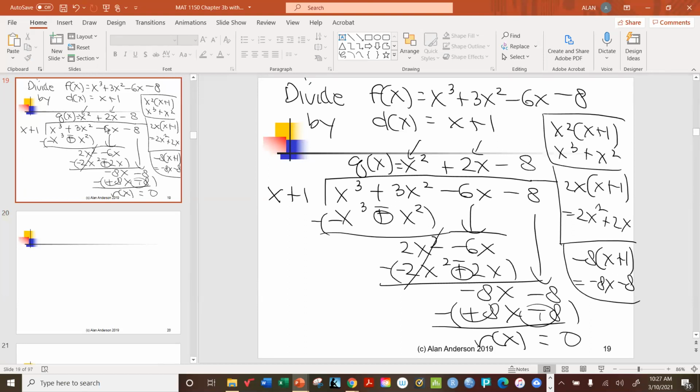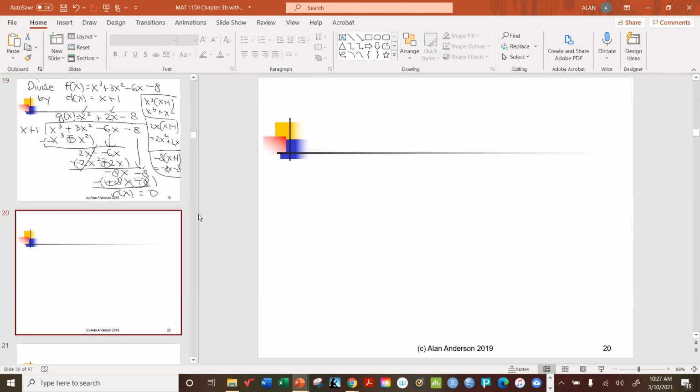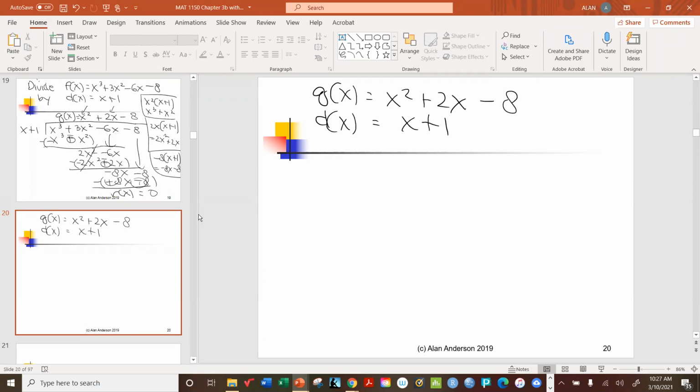Divisor times the thing on top, plus the remainder if there is any, will give us back the original function. In fact, why don't we prove that one right now? Because maybe you're skeptical. So watch this. By the way, I'm going to show you a technique that you might or might not know. My quotient is, I'll repeat it here, x squared plus 2x minus 8. And my divisor was x plus 1. Let's multiply these together. Now watch this.